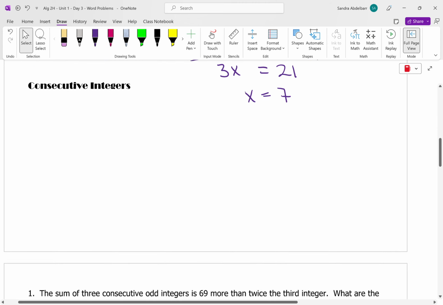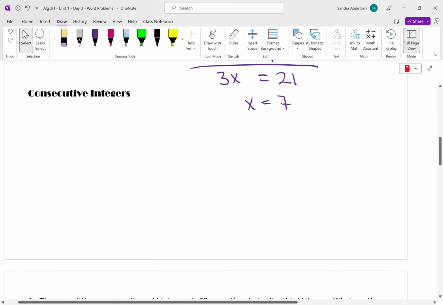Okay, let's talk about consecutive integers. The word consecutive, what does it mean? If I say the next consecutive day after Friday, what's the consecutive day after Friday? Zoya, right? Saturday. What's the consecutive number after 13? James? 14. So consecutive means to follow, right? Consecutive means to follow. So now we're talking about consecutive integers.